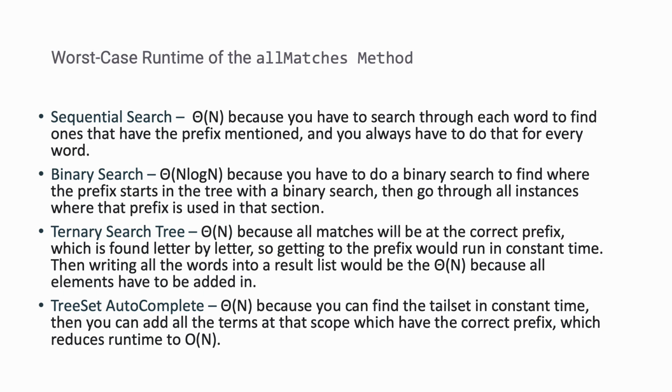For ternary search tree, it is theta n because allMatches will be at the correct prefix the first time, which is found letter by letter. So getting to that prefix would run in constant time, but then actually writing all of those words into a result list would be that theta n that you see, because all the elements have to be added in. And then for tree set autocomplete, it's theta n because you can find the tail set in constant time, just like in ternary search tree. Then you add all the terms in that scope which have the correct prefix, which reduces runtime to theta n. Well, I guess it's not constant time, but whatever.